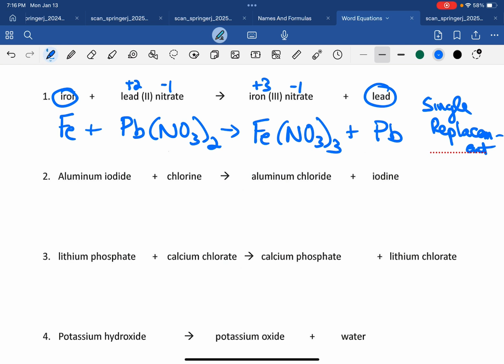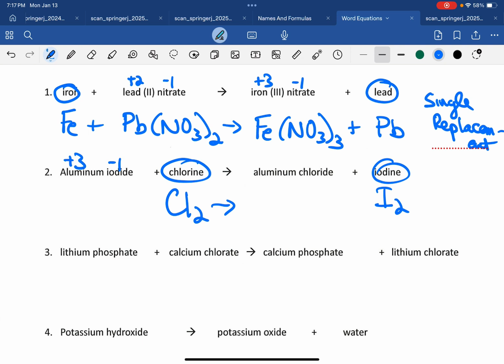Here we've got the chlorine, again, element by itself, but it's chlorine, Cl2, because it's diatomic. We don't care about charges, we don't care about anything. It's chlorine by itself, diatomic. Same way with iodine. Those are both diatomics. Aluminum iodide, aluminum has a +3 charge when it's in a compound like this.